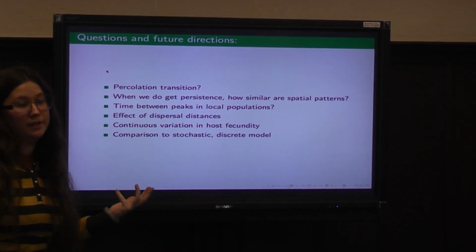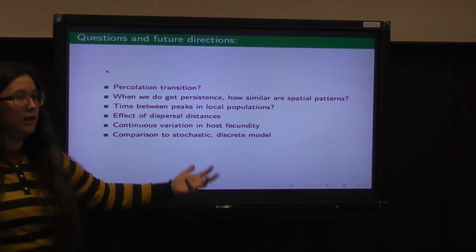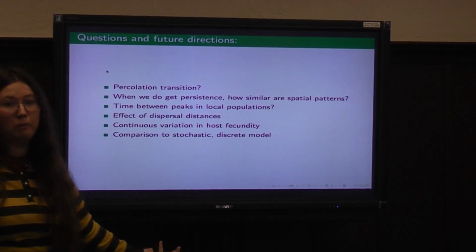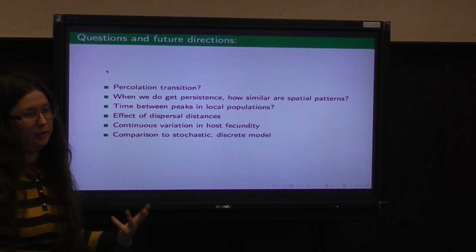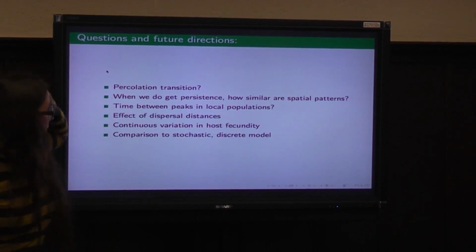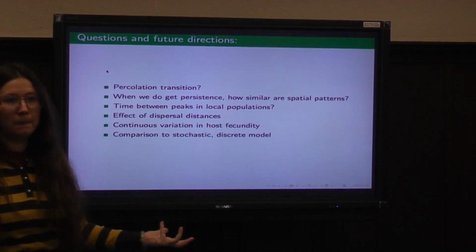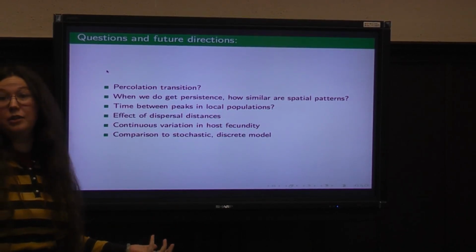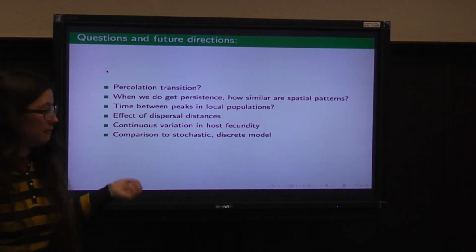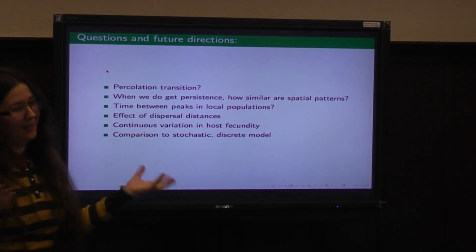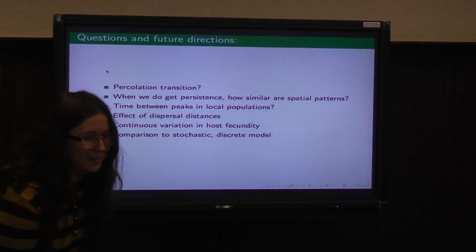When we do get persistence, comparing, say, the 50% and the 95% cases, do we have similar spatial patterns showing up, or is something completely different going on? I don't know. What's going on with this time and peaks between local populations, like you mentioned? Is this a signal of being near the phase transition, this big slowdown, or is something else going on? I don't know. There are a lot of questions right now because this is still pretty preliminary research.